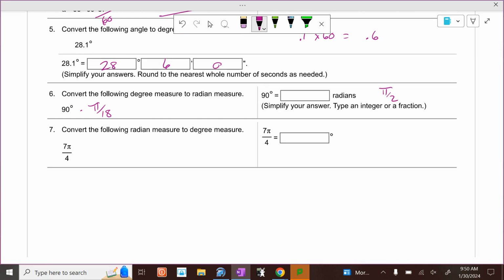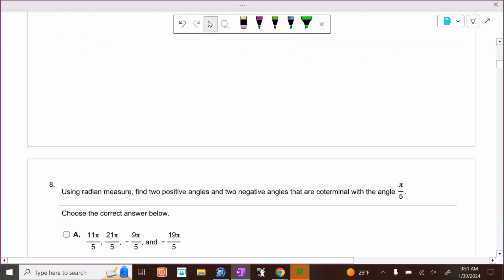Now, you could look on your unit circle, find 90 degrees. Well, that's pi over 2 on your unit circle. So you could do it that way. 7 pi over 4 on your unit circle. 7 pi over 4 is what? 315? Oh, yeah, it would be. Boy, I'm space cadet today.